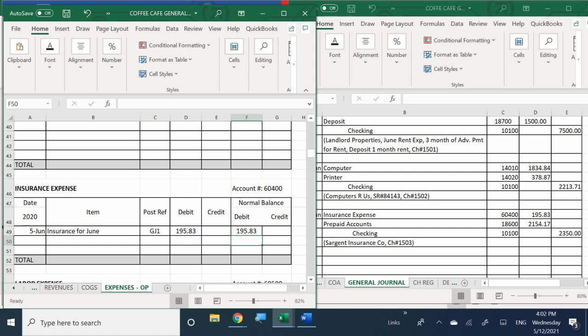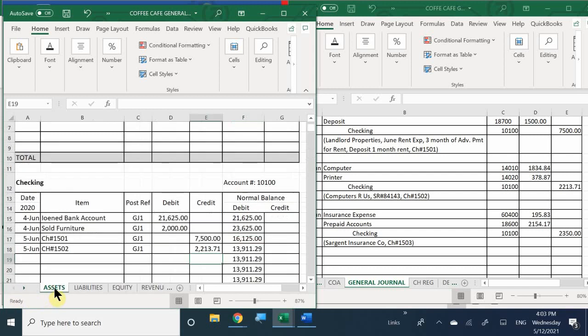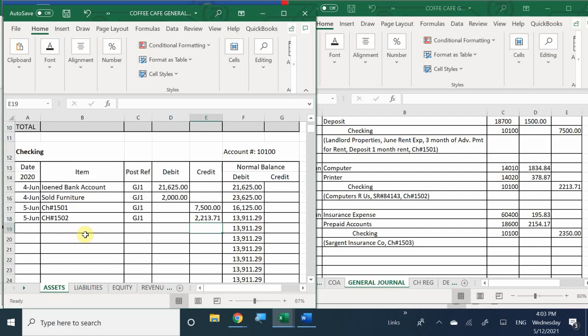Now that we have our insurance expense in here, we don't need to write our formula in just yet because this is only the first entry that we've done. So we can go ahead and move on to the next account, which is our prepaid accounts.